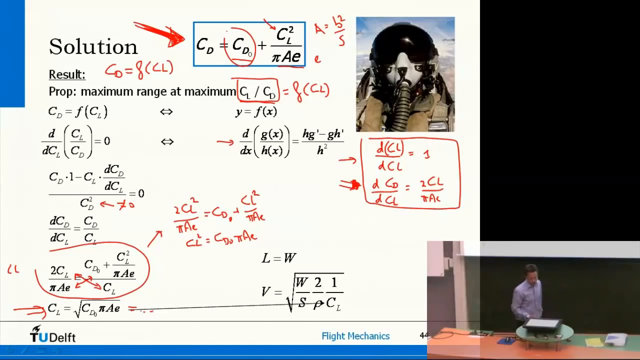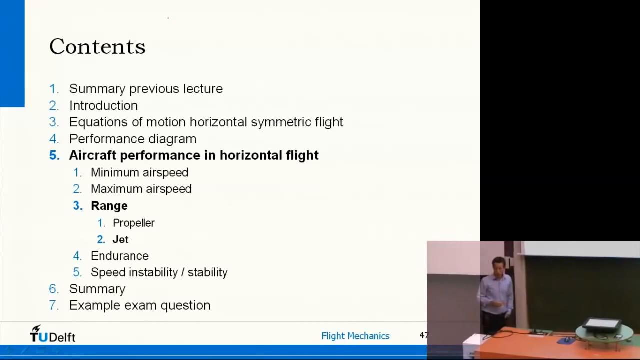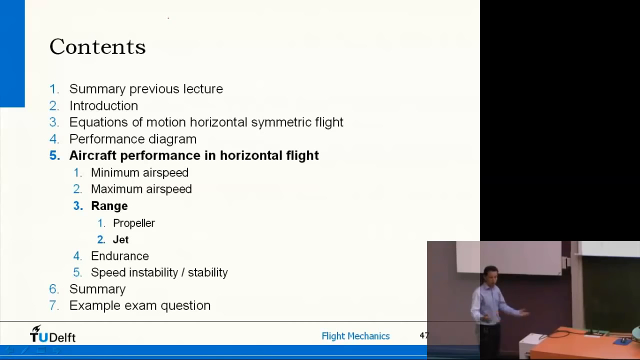Okay, so that was the range of a propeller aircraft, and now I'm going to look at the range of a jet aircraft. The range is actually slightly different, and that's due to the fact that you have a different propulsion system. So we always start with an assumption for the propulsion system, and due to that you get a different solution for this problem.